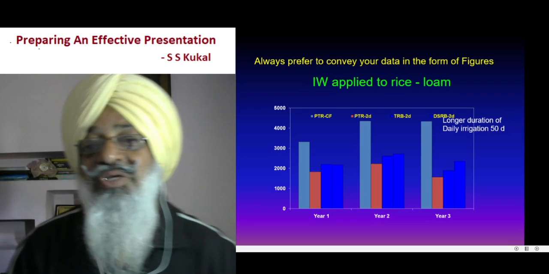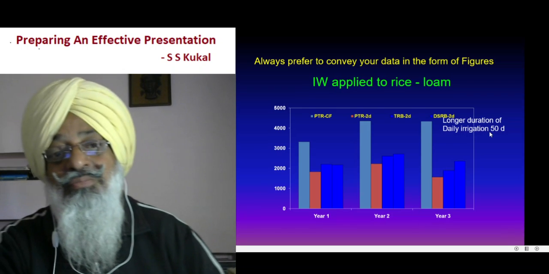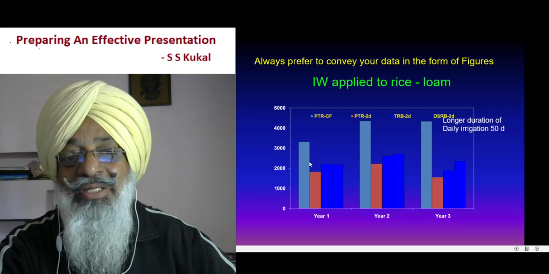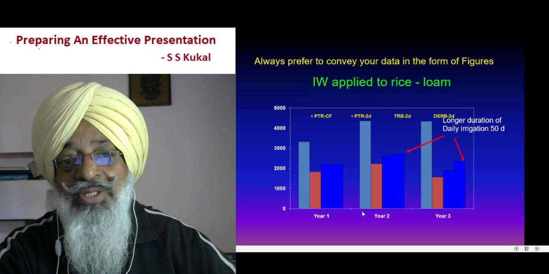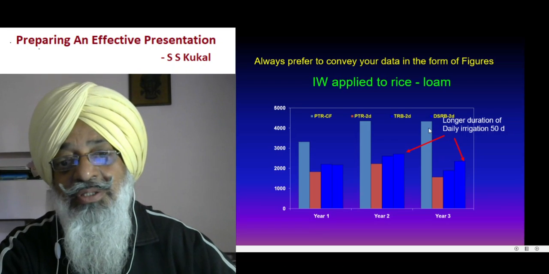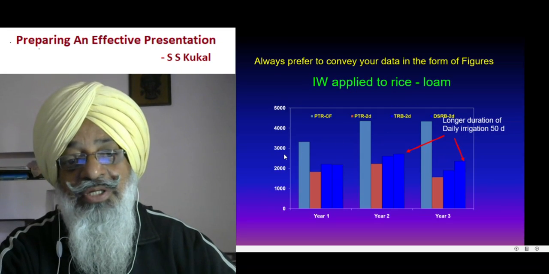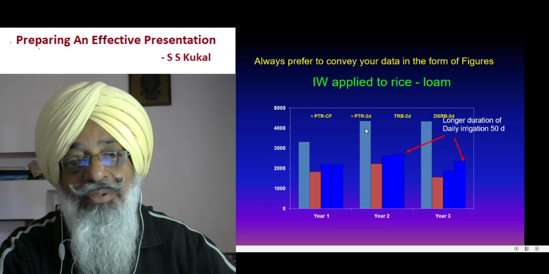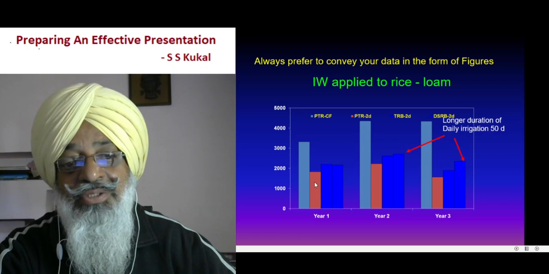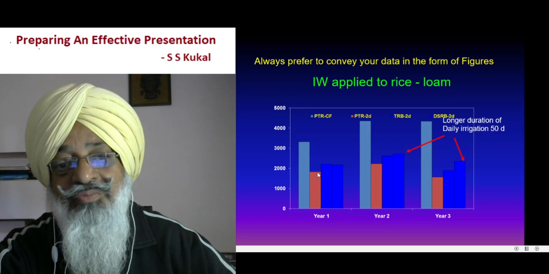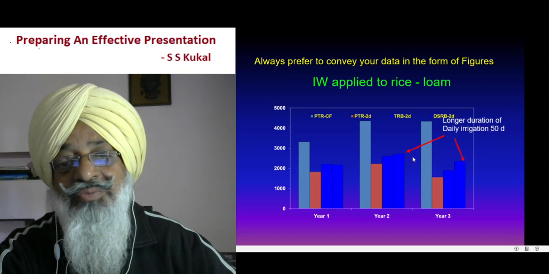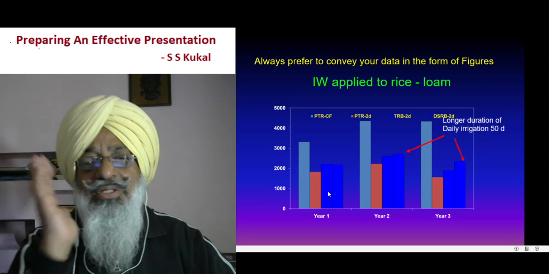Then always prefer to convey your data in the form of figures. Now this could have been presented in the form of a table, but here deliberately a diagram has been prepared where you can simply compare the treatments. This particular treatment has higher irrigation water, and this is in loam soil. This treatment has minimum irrigation water, where we go for intermittent irrigation for 2 days. So this is very clear.